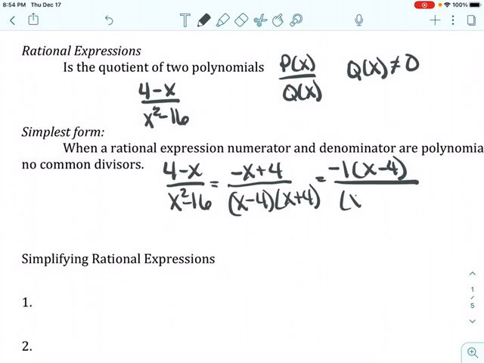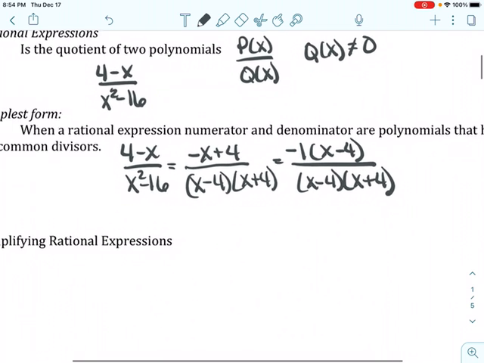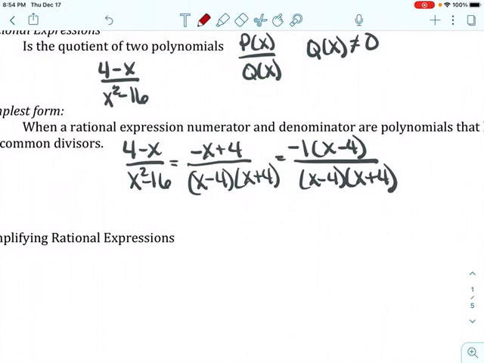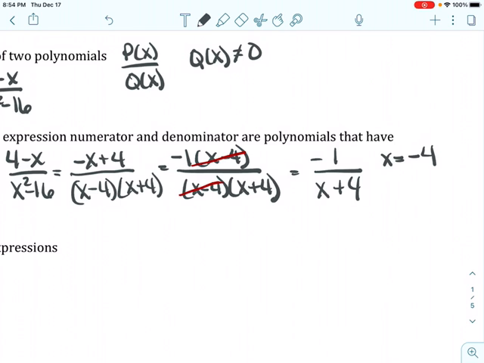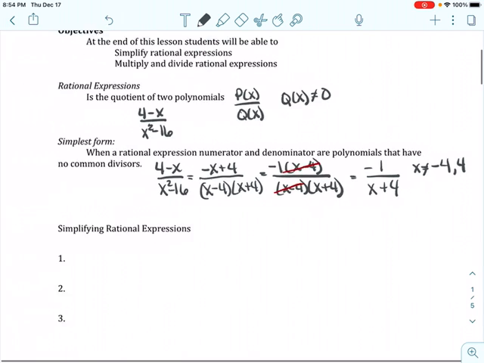Because now, if you notice, the x minus 4 is now a common factor, which means this is not in simplest form. So like we did the other day, we're going to be able to reduce this out because, remember, when you reduce a fraction, we're dividing a number, or even in this case an expression, out, which means that we need to have multiplication happening to be able to divide. So our final answer, our reduced form, our simplest form, is negative 1 over x plus 4. Now again, we should probably say that you can't have a negative 4 in the bottom, and if I go back to the original, you can't have 4 either. Okay, and this is what we're going to work on today.